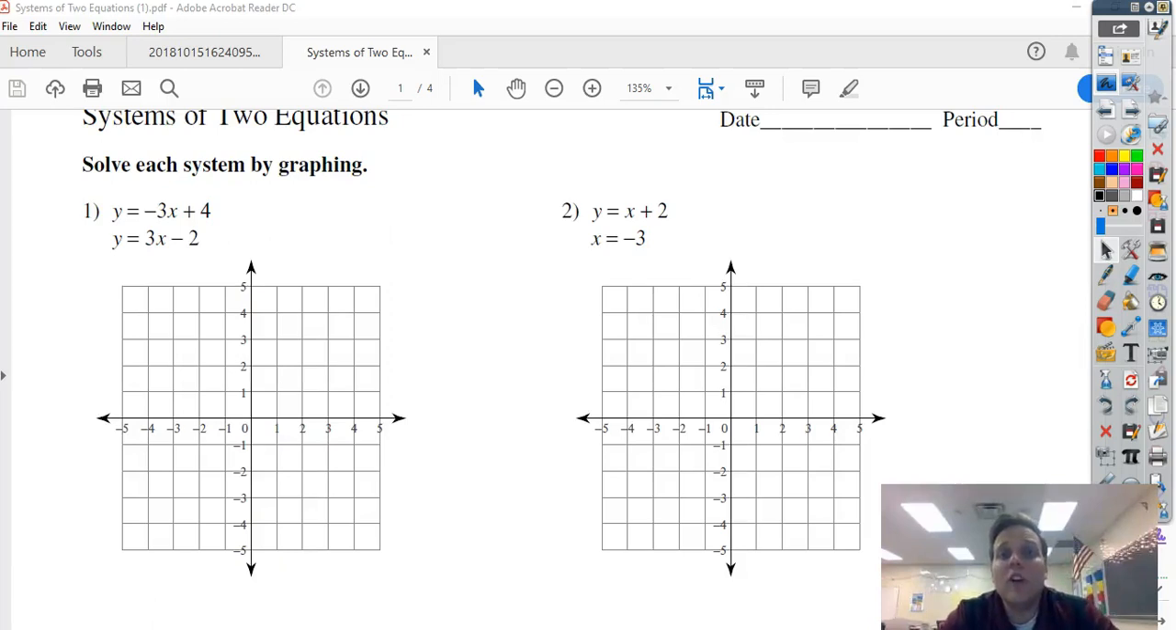Hey guys, we're going to review for our test over substitution and graphing. The first 4 problems are all about graphing. First off, let me tell you quite honestly, I suggest getting really good at using the calculator. I would love for you guys to be able to graph lines.